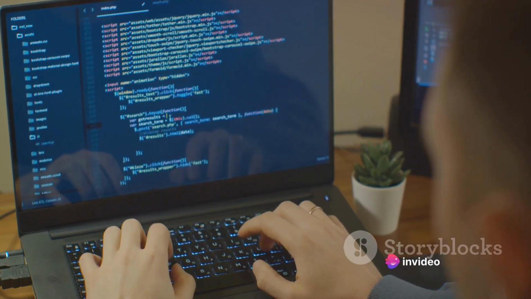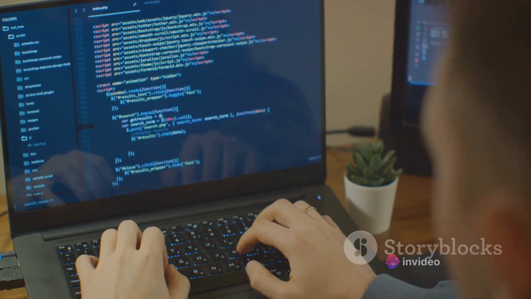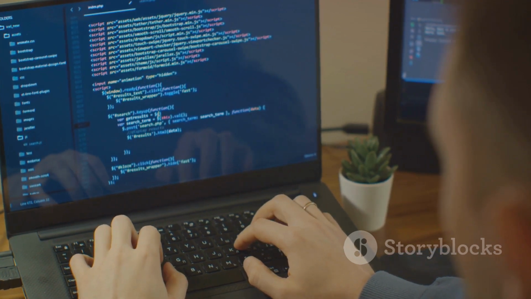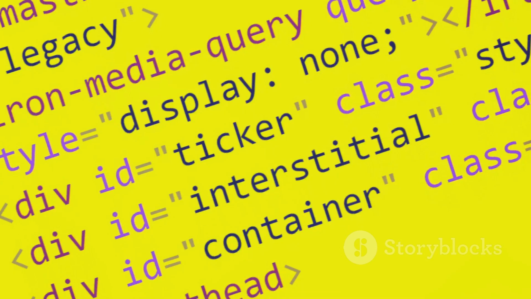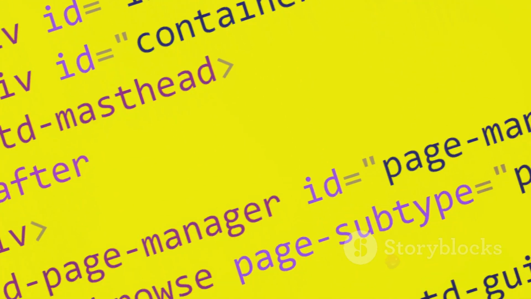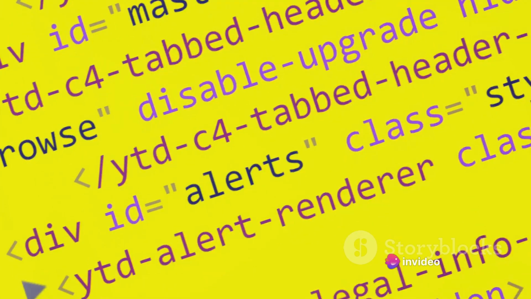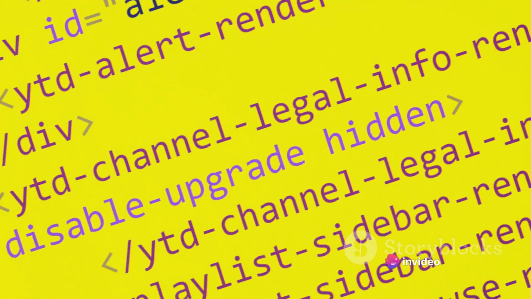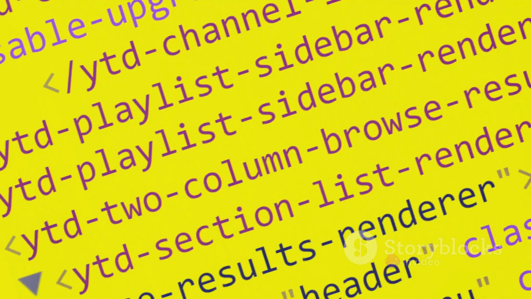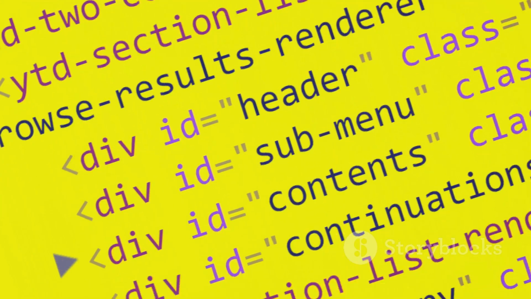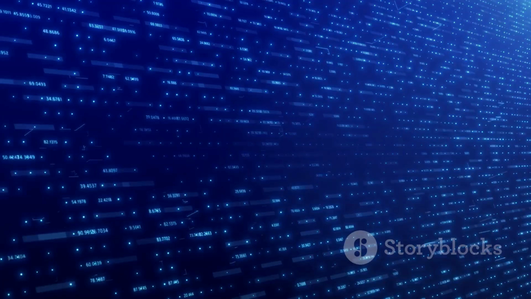Let's break it down a bit. An HTML document is structured with tags, elements, and attributes. These are the building blocks that make up a web page. Tags are used to define elements and are represented by angle brackets. For example, the <p> tag is used to create a paragraph. Tags usually come in pairs, an opening tag and a closing tag. The closing tag has a forward slash before the tag name.